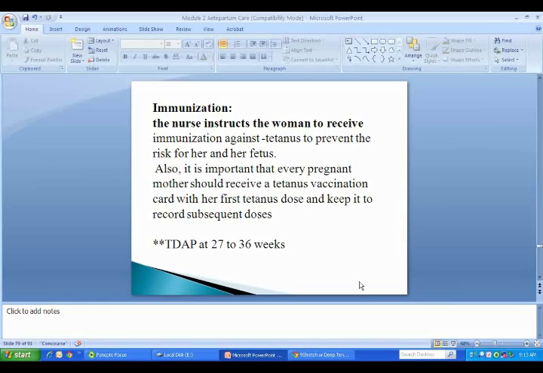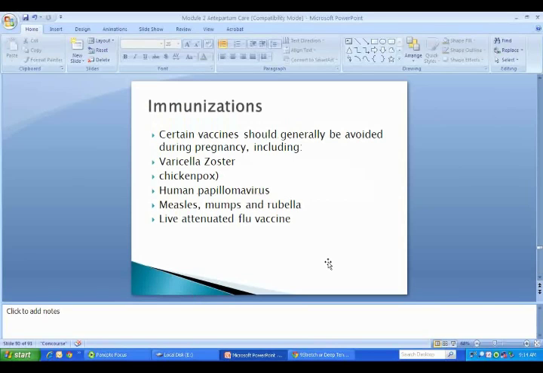Immunization, one of the new things that they added recently is that we now give Tdap at approximately 27 to 36 weeks. That's a routine immunization because of the tetanus for protection. But there are certain vaccines they should avoid, and they're the ones that are what we call weakened viruses. They're not dead, but they're weakened. And viruses are very small. They can easily pass over from maternal to fetal circulation.